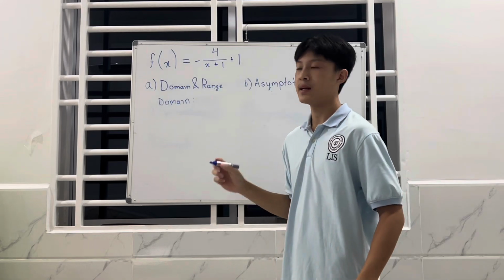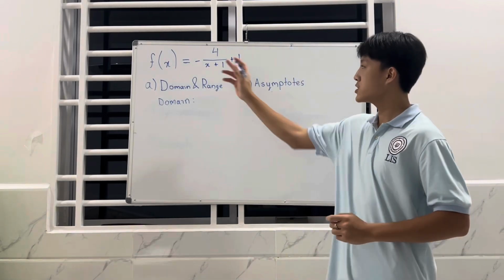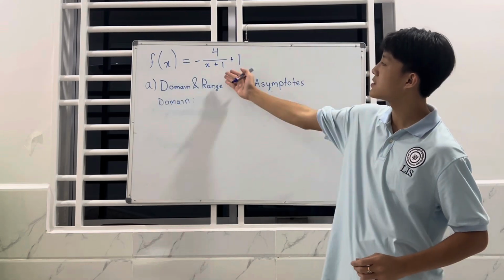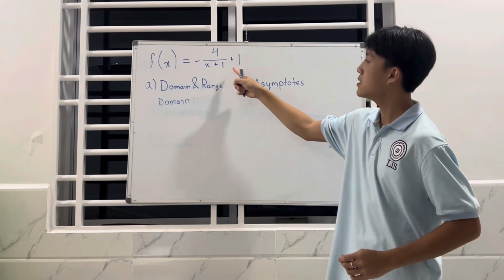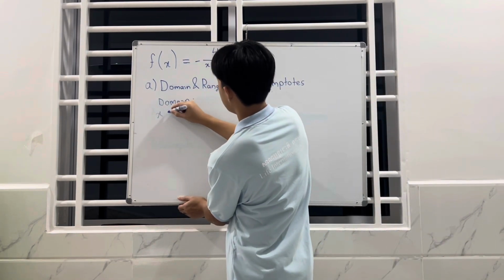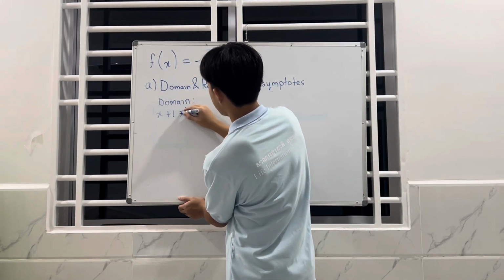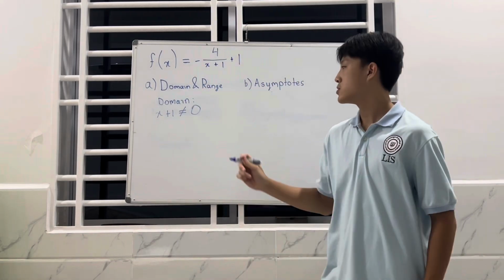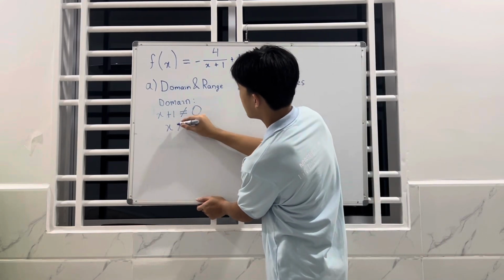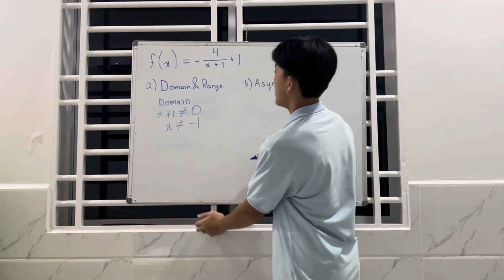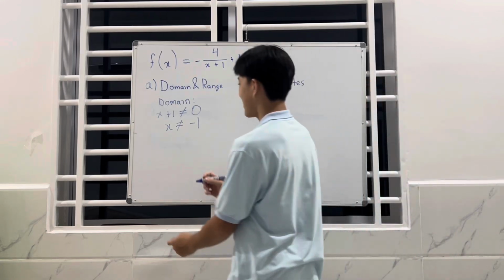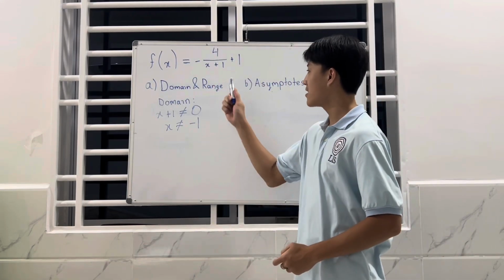The domain is the x, and since you know a function like this, the denominator cannot be 0. So as you can see in this function, x plus 1 here is the denominator. So you can put it as x plus 1 cannot be 0. So we need to move 1 to the other side. And as you can see, we have found our domain, just like that. Now we're going to move on to find the range.